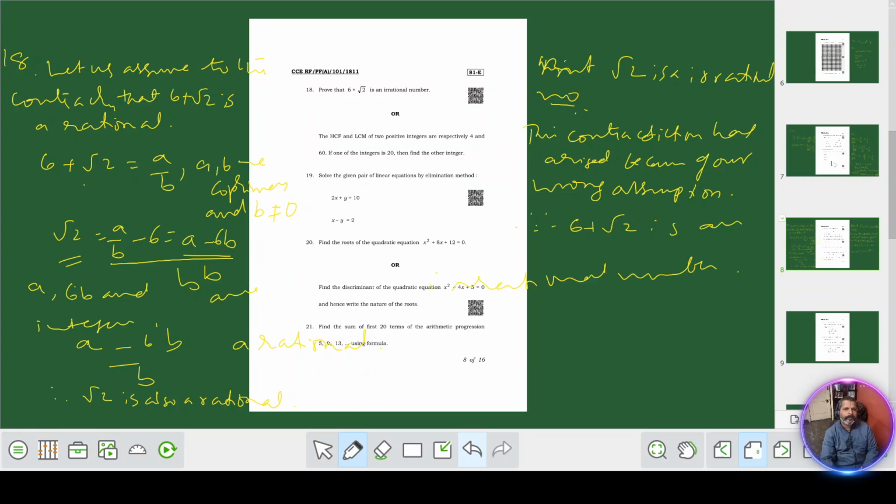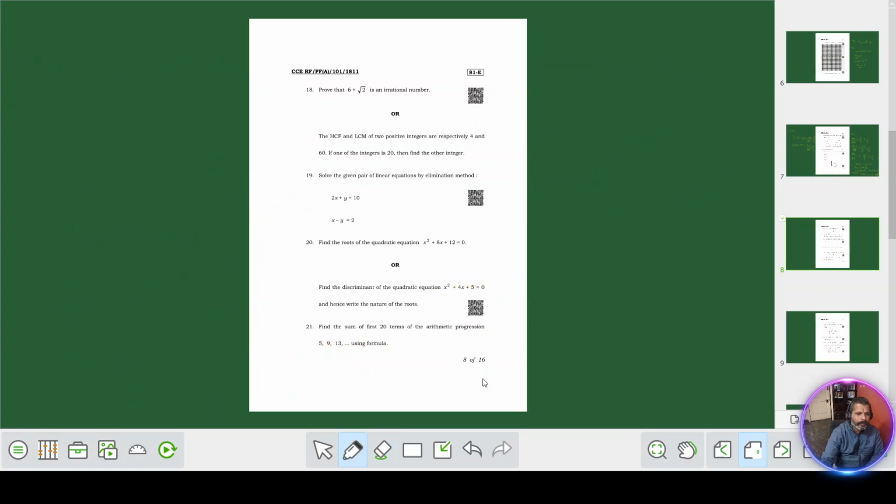These steps should be followed properly. Try to understand and remember the steps. Don't learn by heart. There is an option for this question again. What is the option? The 18th question. We have an option.